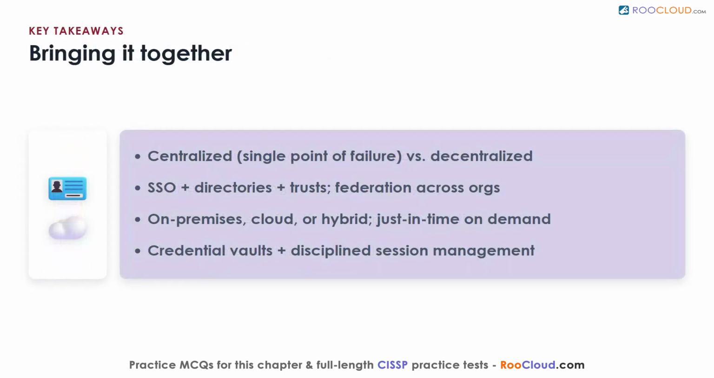So let's bring it together. Centralized control is simple, but risks a single point of failure, while decentralized control spreads the load and the effort. Single sign-on gives one login to many resources, powered by directory services and trusts, and Federation carries that convenience across organizations, on-premises, in the cloud, or hybrid. Just-in-time provisioning creates accounts on demand, credential systems and vaults store secrets safely, and disciplined session management closes the door on idle access. Together, these are the building blocks of real-world identity management.